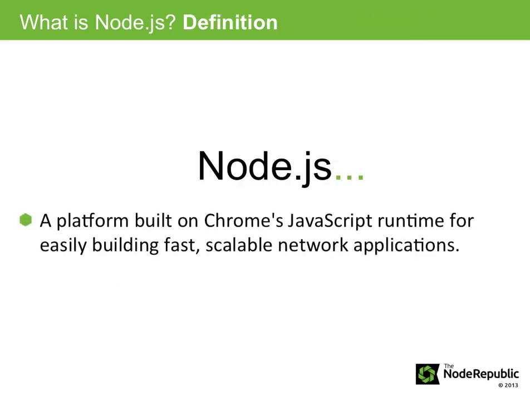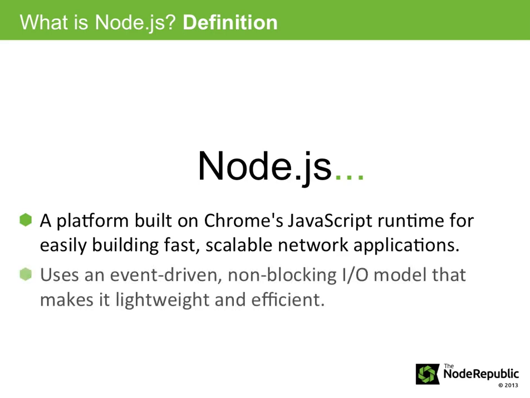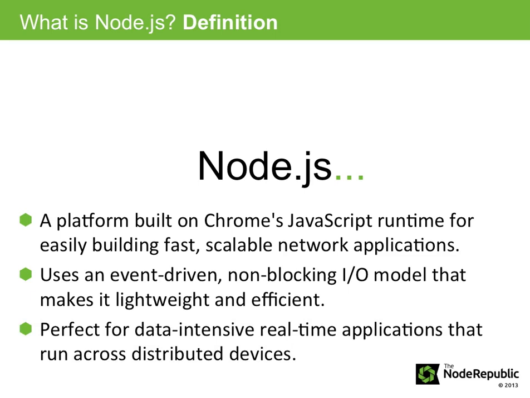Revisiting the initial definition of Node might be a bit clearer now. Node.js is a platform built on Chrome's JavaScript runtime for easily building fast, scalable network applications. Node.js uses an event-driven, non-blocking I/O model that makes it lightweight and efficient, perfect for building data-intensive real-time applications that run across distributed devices. With Node, developers are able to write server-side JavaScript to handle things like database connections that connect to web APIs and build powerful websites.